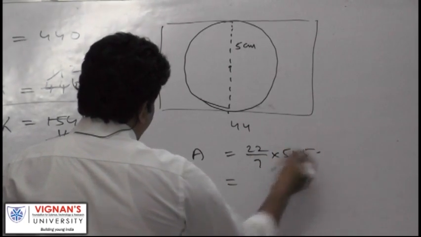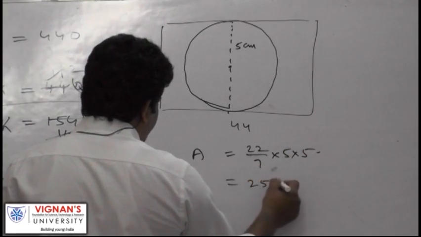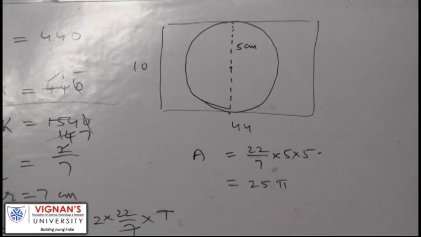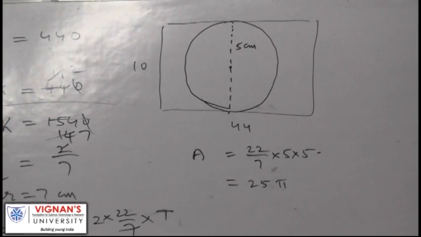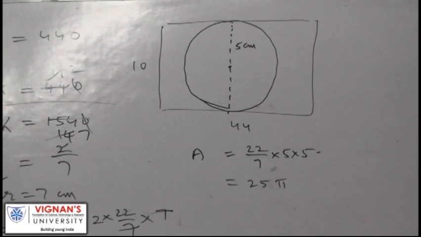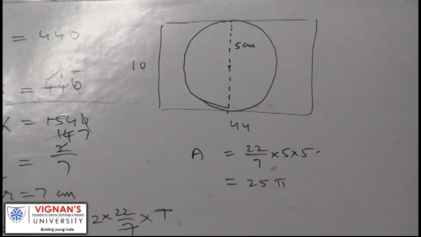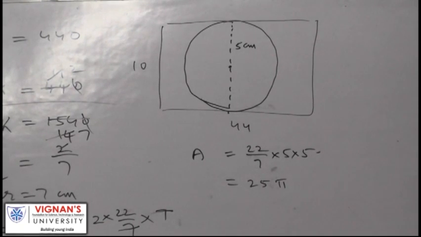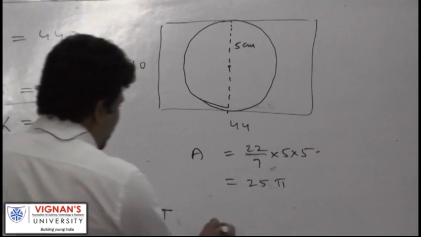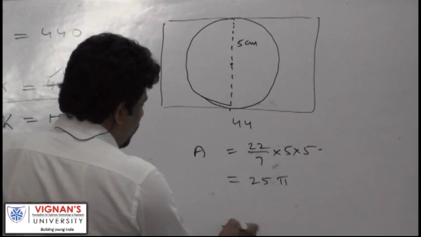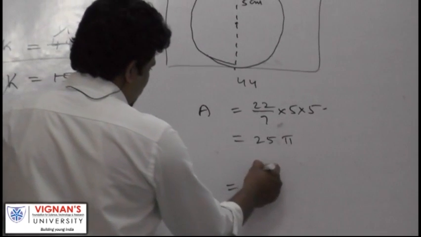5 into 5, otherwise we can write it as 25 pi. 5 into 5 is 25. Let us keep the pi as it is because options are given in terms of pi. This is the area of the cut region. Then what is the area of the uncut region? Now the ratio is between the area of the uncut region to the cut region.